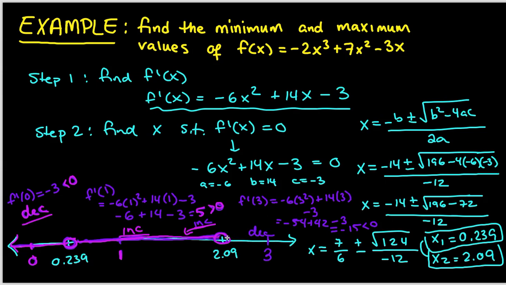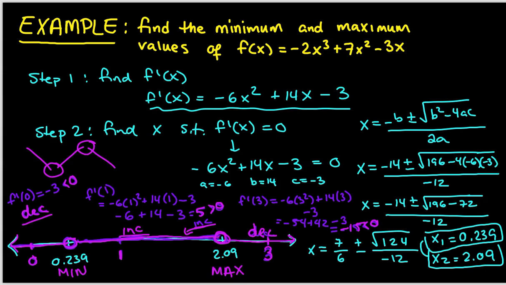We do the same thing for the right of 2.09. We took x equals 3, and plugging 3 into f prime, the derivative function, we got negative 15, which is less than 0. Therefore, the slope of the tangent line is negative, and we have a decreasing function. So what do we got here? We got decreasing to increasing to decreasing. Minimum, maximum.